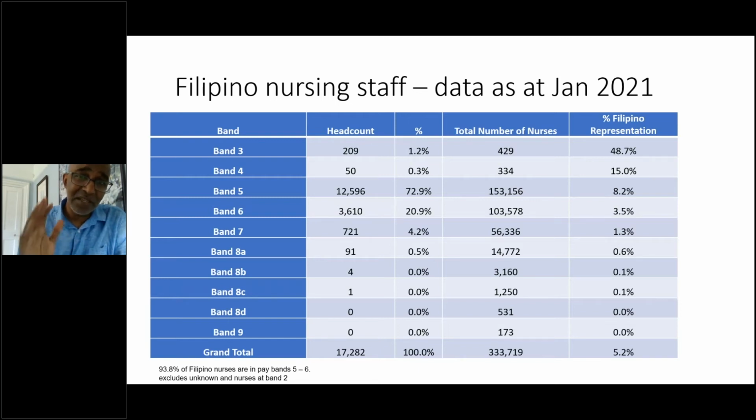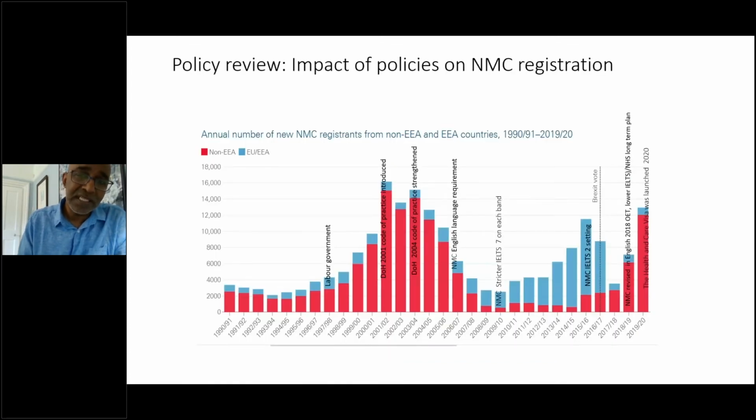And if I can tell you, if you just look at this, 94% of Filipino staff are band 5, 6 and below. Okay, these are people who have been brought into the country, especially since the early years of the Blair government, and who have not been able to progress. Their disparity ratio is about 18 compared to white staff. Okay, that should make us squirm. The point of this slide is to say that policies matter. If you can influence policy, you can change the direction of travel.